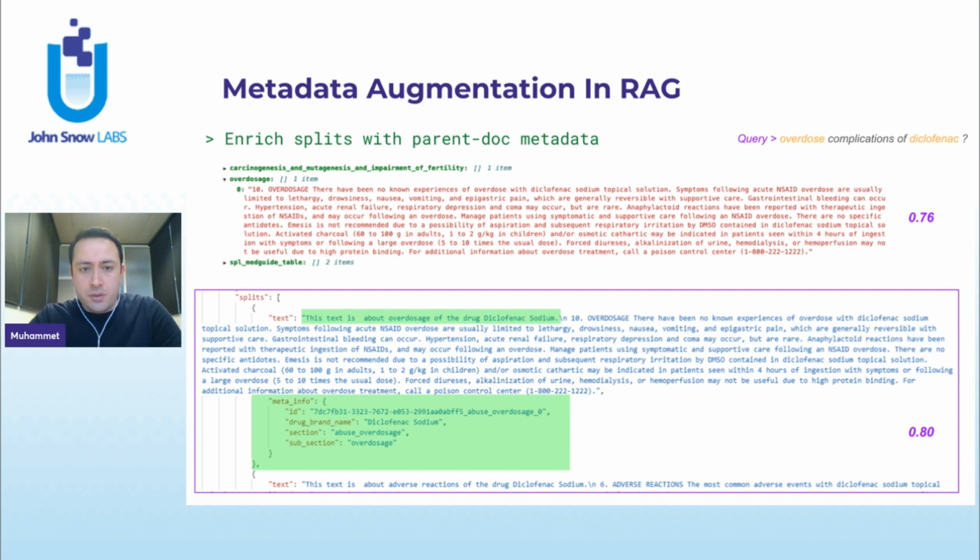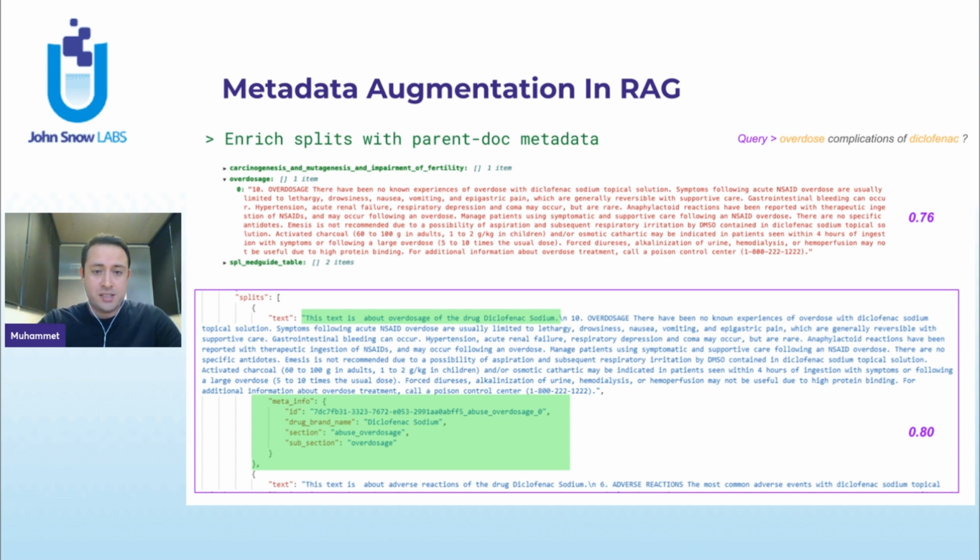Here is an illustration of the metadata augmentation in RAG architecture. As you can see, there's a query at the upper left side of the screen. The query is overdose complications of diclofenac. This is our query. Here is the similarity score. You can see that it is 0.78. This is the similarity score between the first text and the query that we have. But as you can see, there's no metadata information over there.